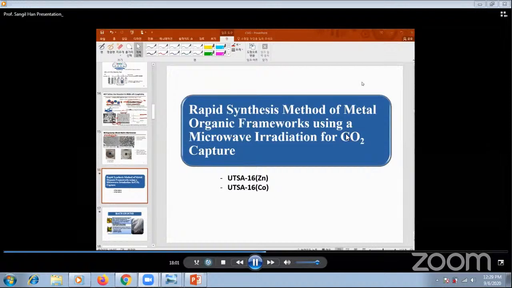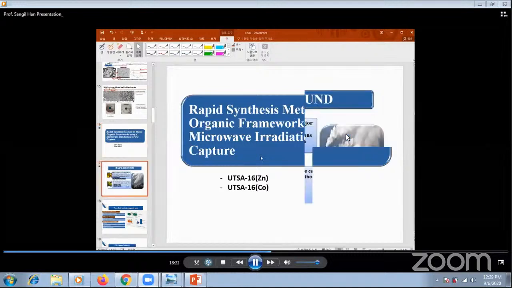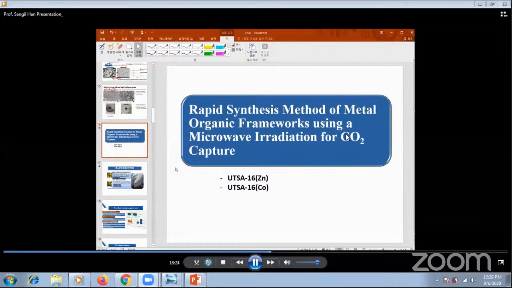Until now, I was presenting my postdoc research, and from this slide, I'll talk about my current research in our group at National University in Korea. So we are developing new MOFs for CO2 capture. We developed UTS-16 zinc and UTS-16 cobalt.